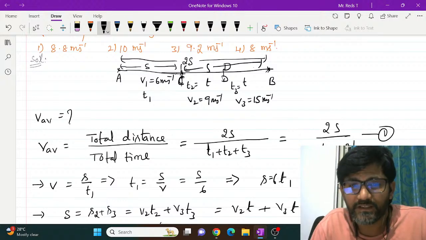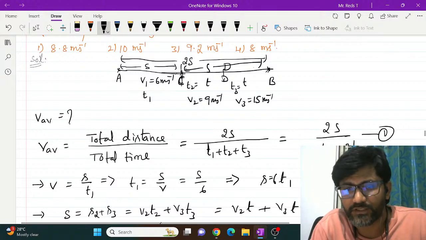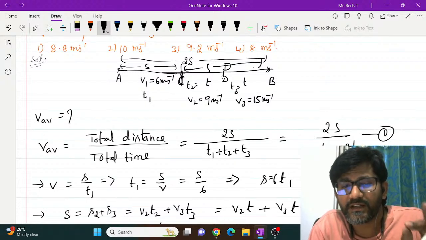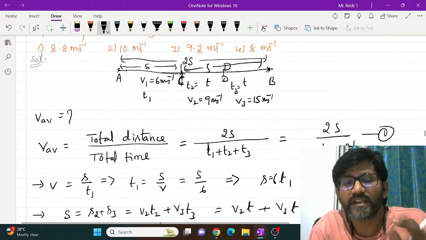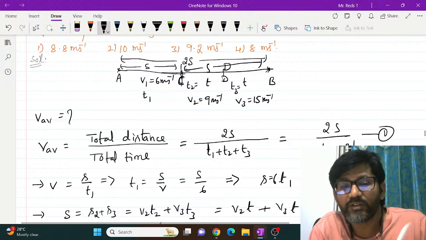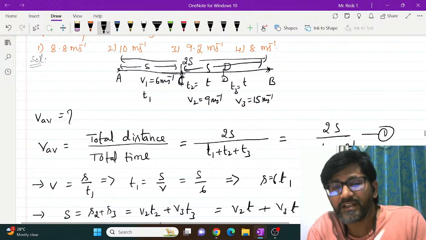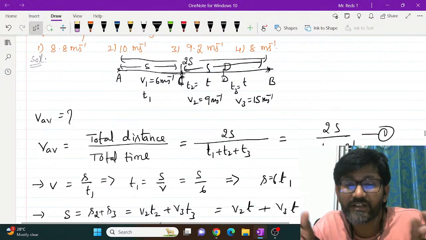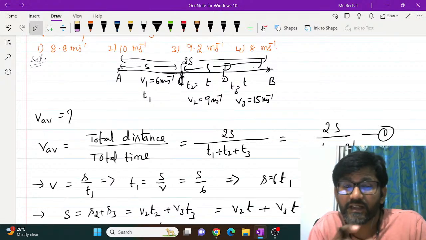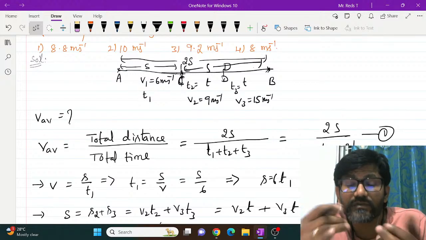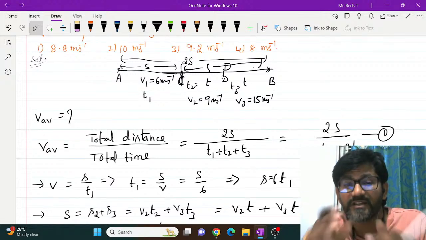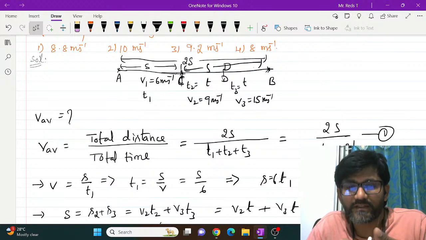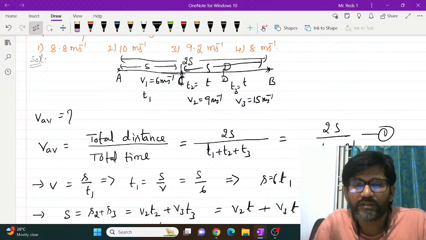Now the total distance is 2S, but the total time: it is given that the first half distance it has traveled with 6 meters per second. That means it has taken some time, which we take as T1. The next remaining half distance it has traveled during two equal intervals of time, T and T, with 9 and 15 meters per second respective speeds. That means it might have covered some distances, S2 and S3. That S2 plus S3 should be equal to S.